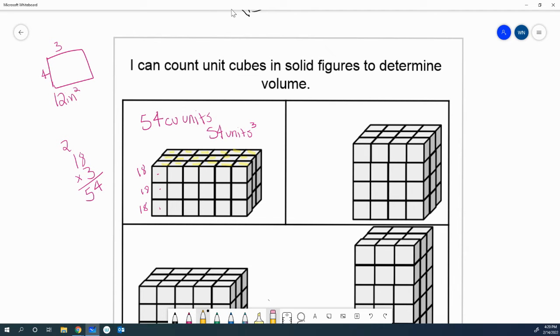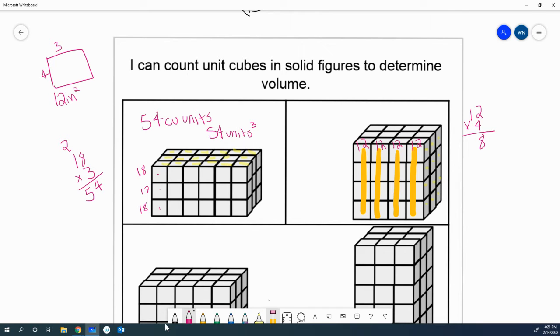All right, let's look at this next one. For this next one, let's count it like vertical slices. So there's 1 vertical slice here, 2, 3, 4 vertical slices. How many cubes are in each vertical slice? We've got 1, 2, 3, 4, 5, 6, 7, 8, 9, 10, 11, 12. So there are 12 cubes on this slice, 12 cubes on this slice, 12 here, and 12 here. So if there are 4 slices with 12 cubes in each slice, we're going to multiply 12 times 4.